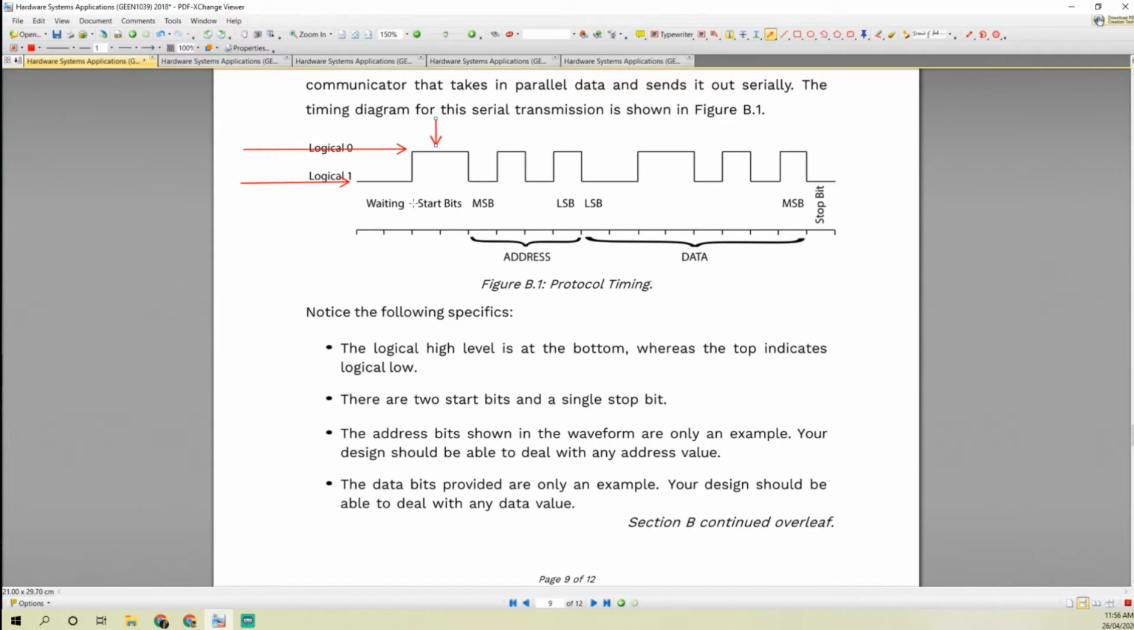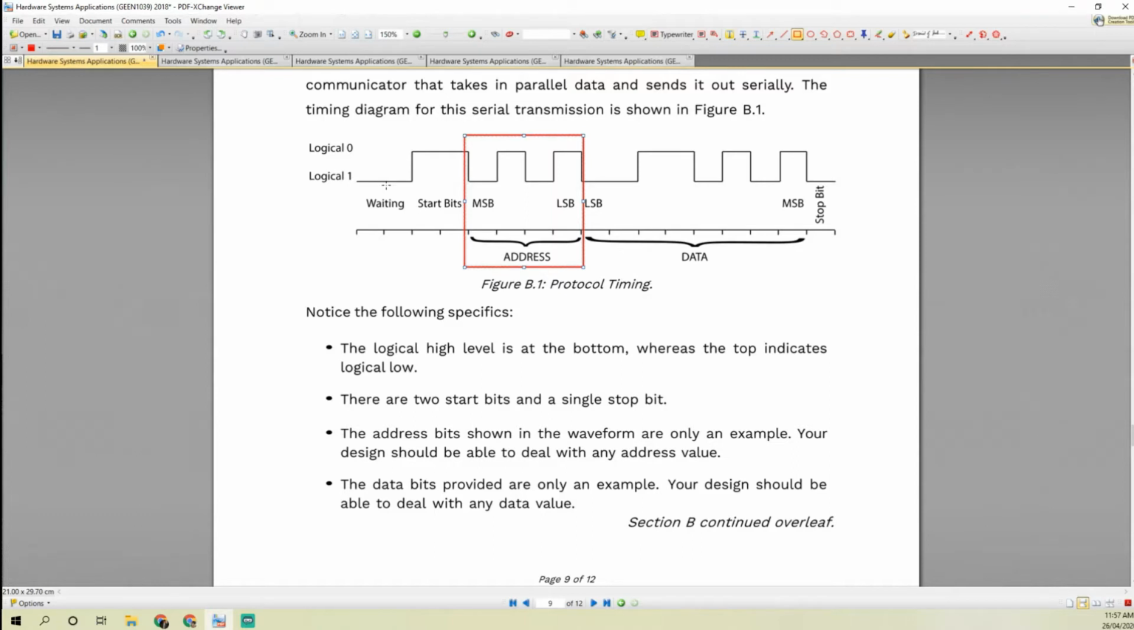Okay. So reading again from these notes below here, there are two start bits and a single stop bit. All right, so that is referring to these here, two start bits and a single stop bit. That's here. The address bits shown in the waveform are only an example. That's these bits here, these 4 bits. Your design should be able to deal with any address value. The data bits provided are only an example. Your design should be able to deal with any value.